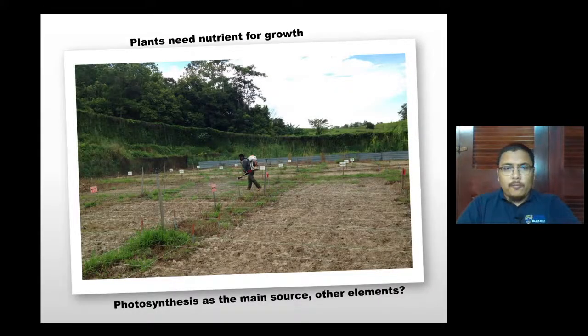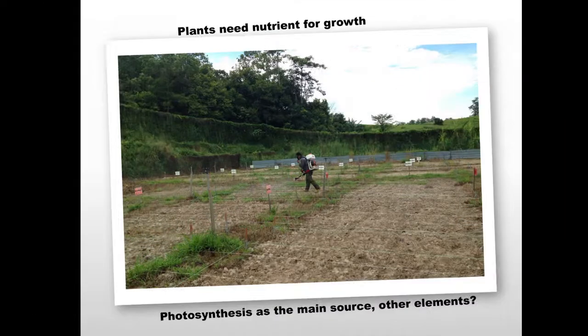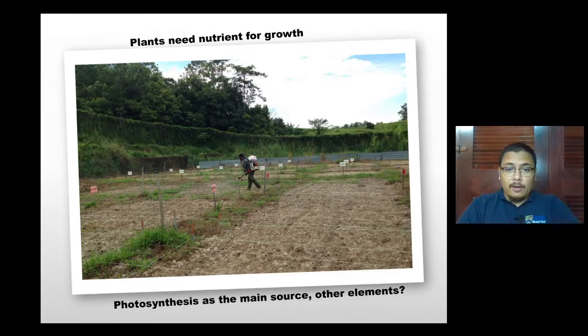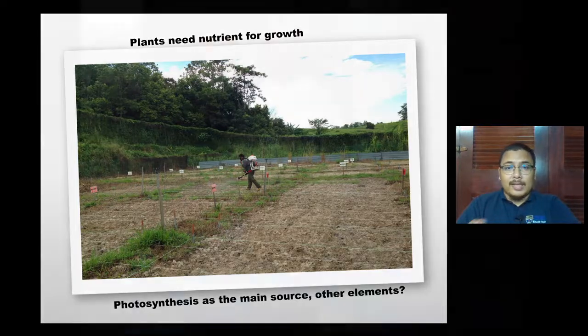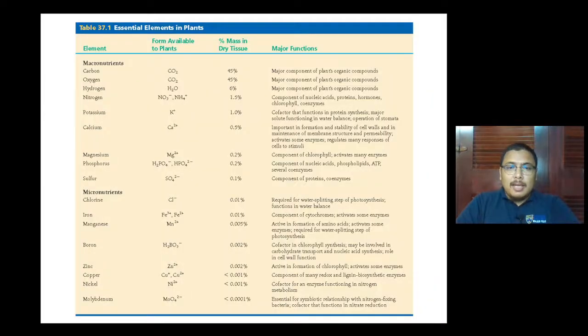So, before we go further, I hope by now you should be clear that plants need nutrients for their growth. On top of photosynthesis activity that provides food for the plants, which consists of carbon, hydrogen, and oxygen as the main elements, plants also need other elements for their survival. So, where do the plants get all these nutrients? Yep, from the soil. Plants derive most of their organic mass from carbon dioxide through photosynthesis.